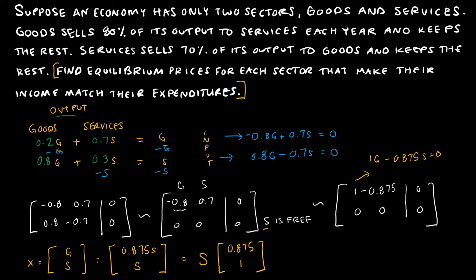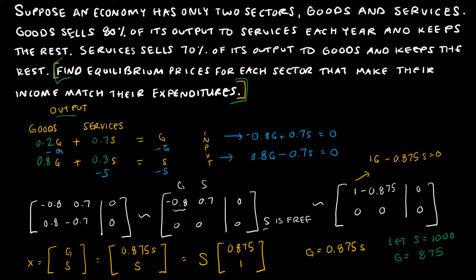If I'm just looking for that general solution, remember my general solution is that G is equal to 0.875S. So when it says find equilibrium prices for each sector that make their income match their expenditures, really what I'm going to do is make up some number for S and find out what G is based on that. So let's say that I'm going to let S equal 1,000, because that's a nice easy number to deal with. Then G would be 875. And again, that's what the question asks, find an equilibrium price.